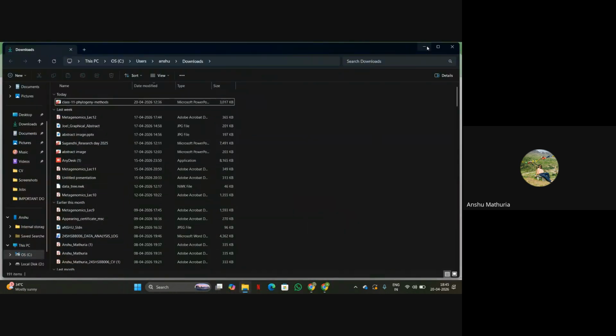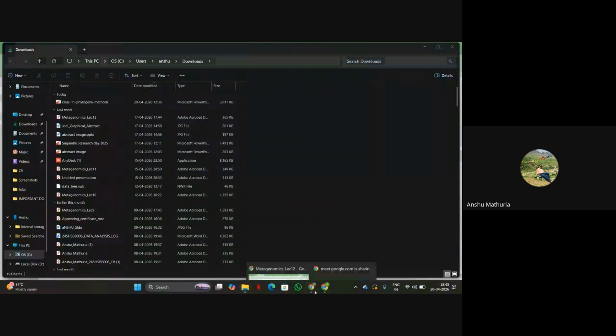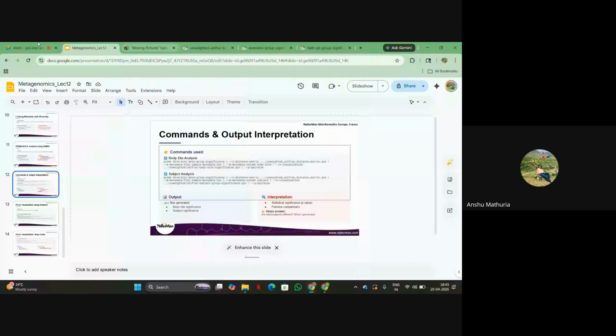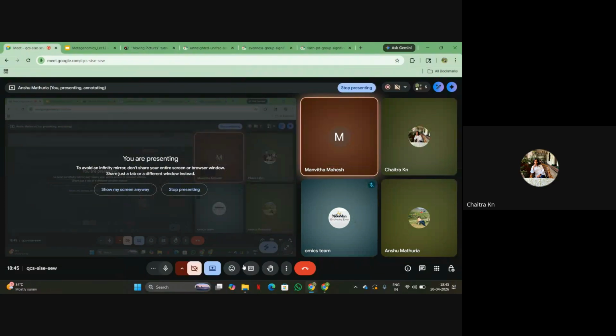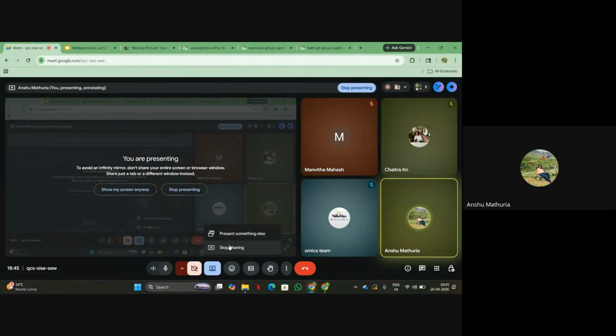Is it clear how we are constructing a UPGMA tree? Yes, ma'am. We understood. And if you guys have any other doubts, just practice once how to construct the tree. It's very easy. And if you guys have no more doubts, then maybe we can end the session for the day.